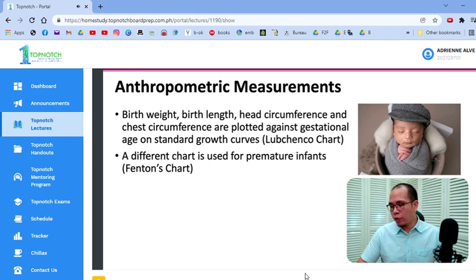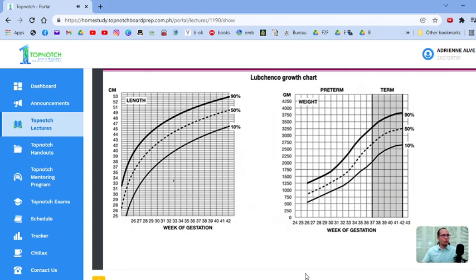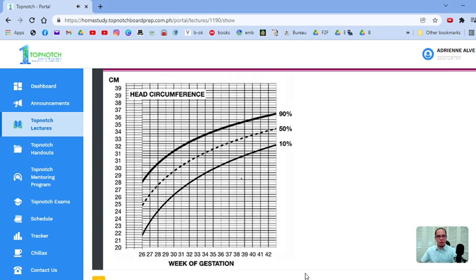And also take note that we use a different chart for preterm infants. Okay? So I hope everyone's familiar with this. This is your Lubchenco chart, where you can plot the length, okay, the weight, okay, and your head circumference. So just to give you an idea how to use this.